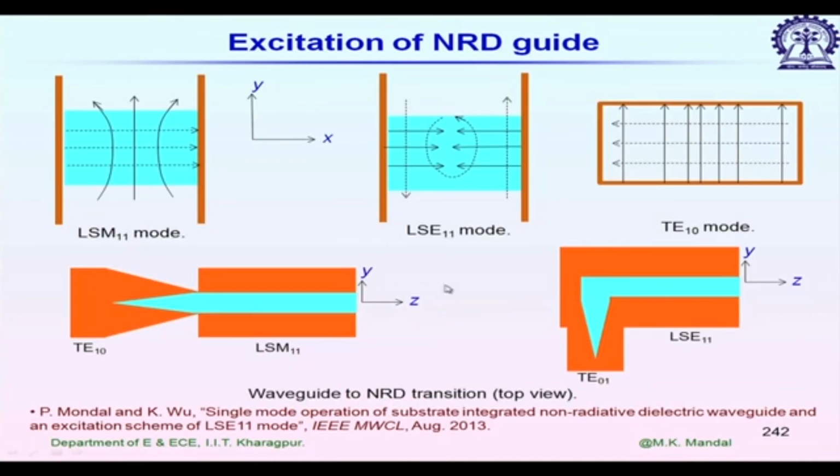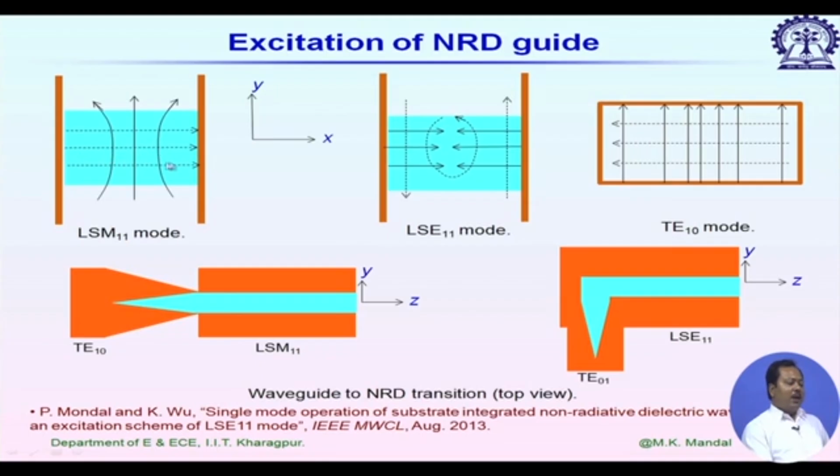Next is NRD. NRD can support both longitudinal section magnetic and longitudinal section electric modes. In longitudinal section magnetic mode, in the propagation direction mainly we have the magnetic field components. So, for LSM11, if I concentrate on electric fields, they are maximum on the central plane and they are parallel to the ground plane. If you recall, we are using a dielectric slab in between two ground planes.